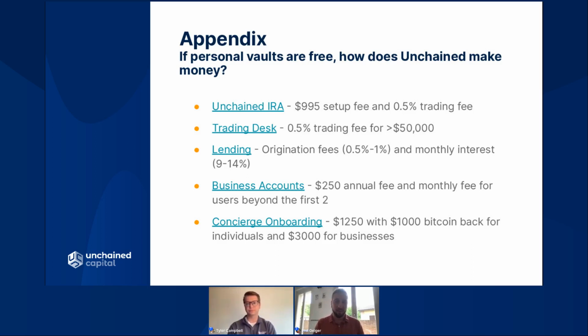The other fees: Bitcoin accounts for 2 users are $250 a year. If you have more than 2 users, it bumps up to a monthly fee. And then we spoke already about our concierge onboarding. It's a $1,250 base fee for individuals, and you can add on hardware wallets if you need them. It comes with $1,000 back in Bitcoin. That's to help you get all the way through the process, get some Bitcoin into your vault, get comfortable holding the keys, and test out transactions. It's just a nice little rebate we offer.